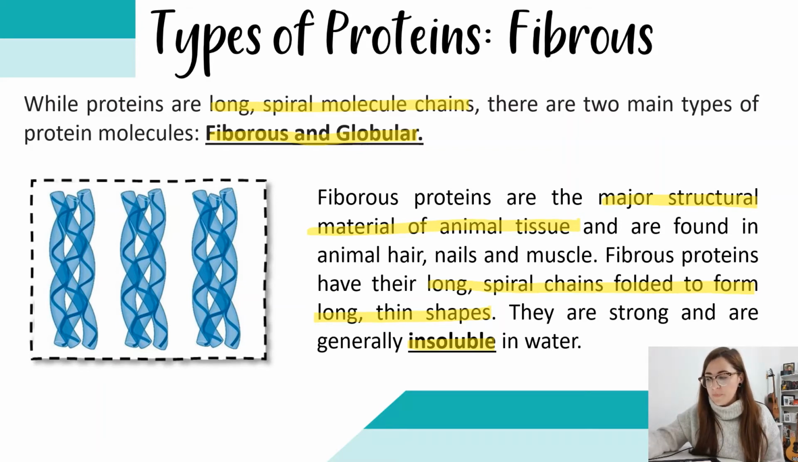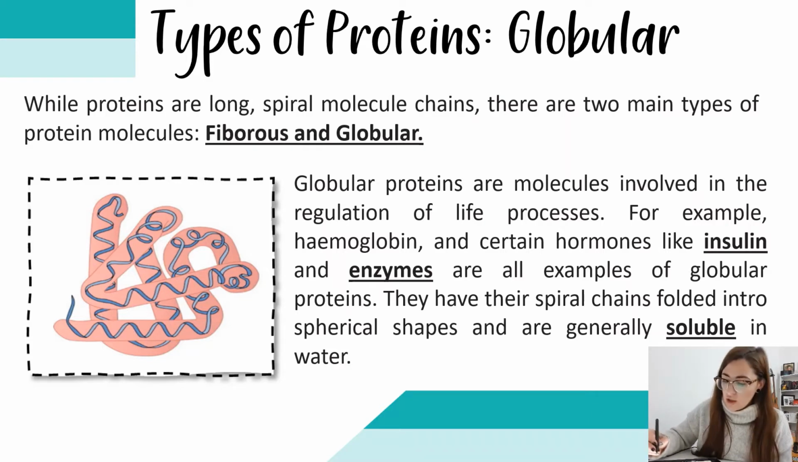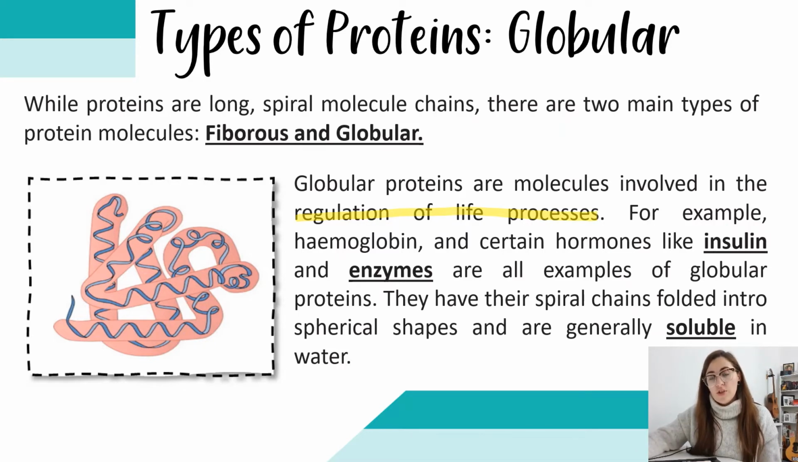Another type of protein is a globular protein. Globular proteins are involved in the regulation of life processes. For example, hemoglobin, which is used to transport oxygen around the body, and certain hormones like insulin and enzymes, which are used to regulate different chemical reactions in the body, are all examples of globular proteins. They have spiral chains which are folded into spherical shapes, and are generally soluble in water. So fibrous proteins are insoluble in water, globular proteins are usually soluble in water.